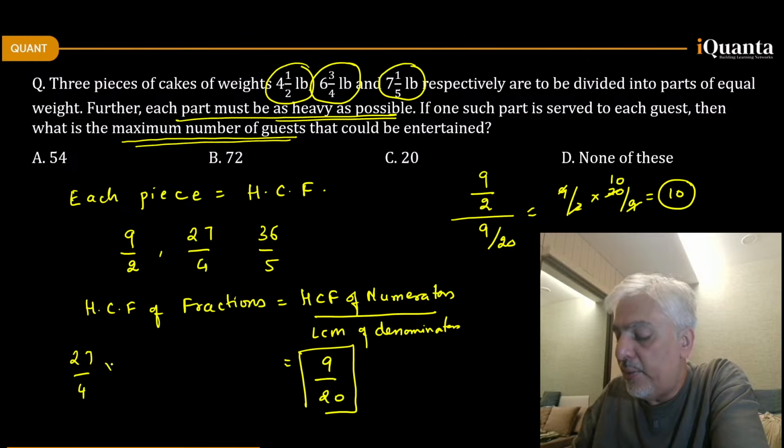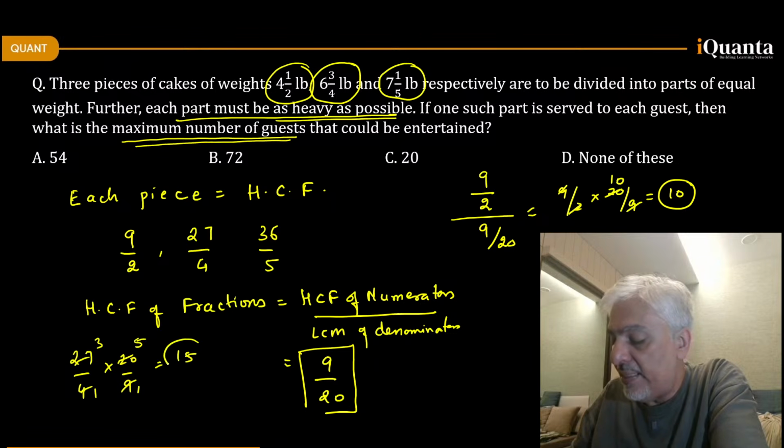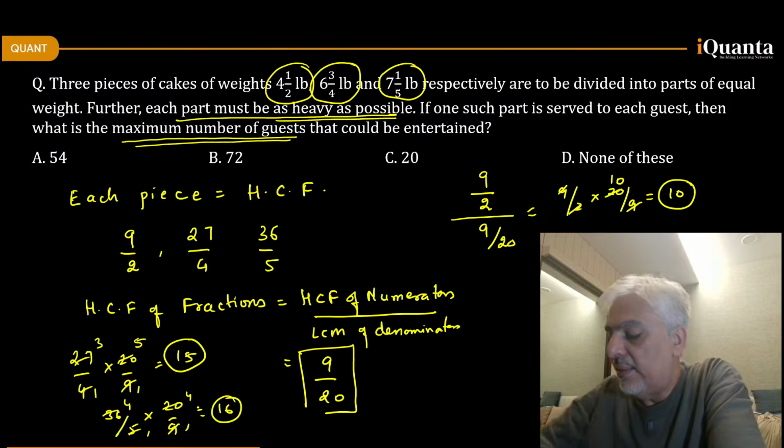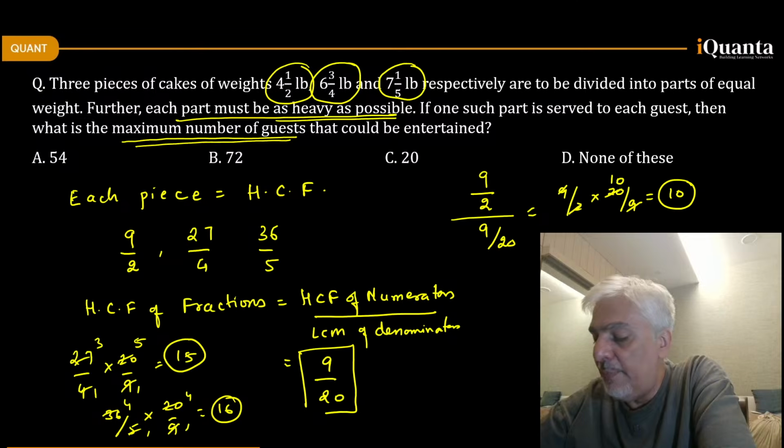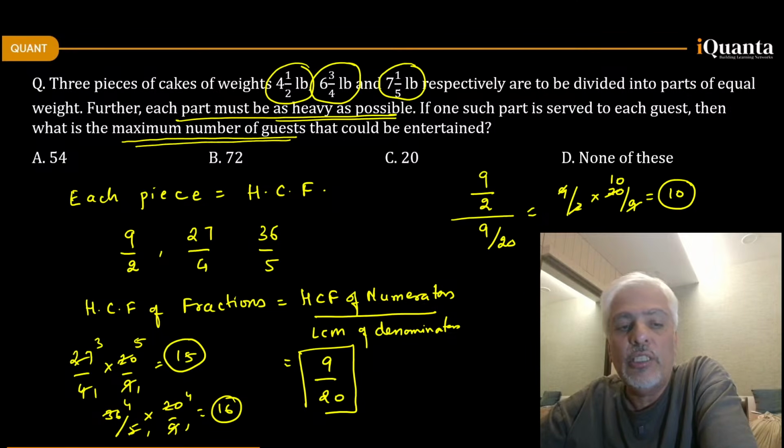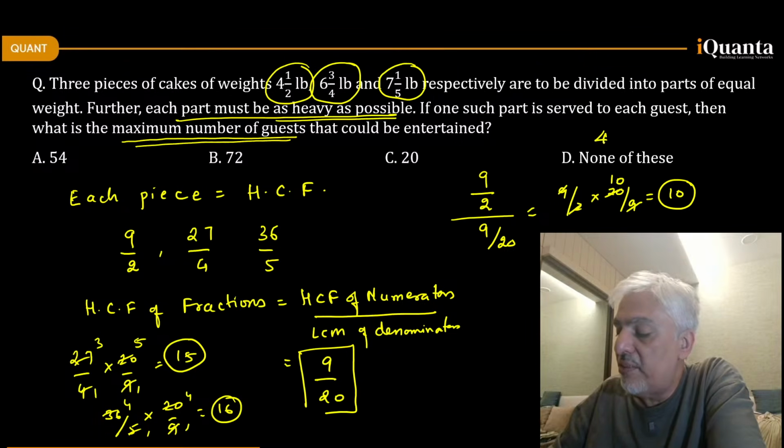divided by 9 by 20 into 20 by 9. 9 3s are 27, 4 1s are 4 5s are 15 pieces, second cake. Third cake, 36 upon 5 multiply by 20 upon 9. 9 4s are 36, 5 4s are 16. So 16 plus 15 plus 10, 41 pieces. Answer will be option D.